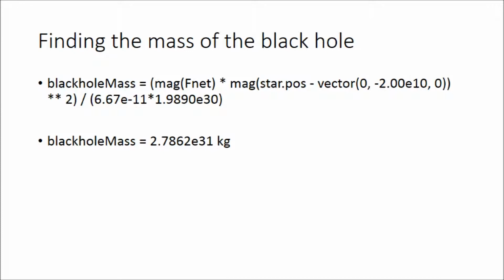Using a rearranged form of Newton's gravitational principle formula, I found the mass of the black hole is equal to the magnitude of the force multiplied by the distance between the star and the black hole squared, all divided by the constant G and the star's mass. My black hole's mass is found to be 2.7862 times 10 to the 31st kilograms. Now let's answer the analysis questions.